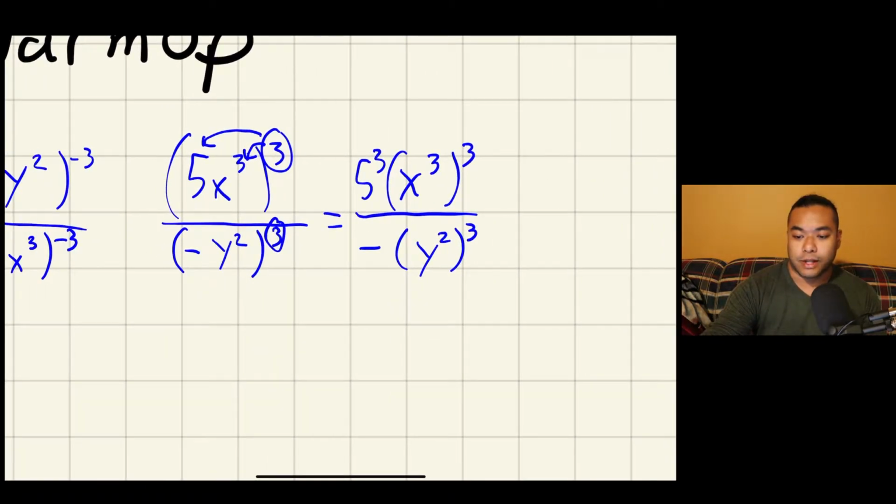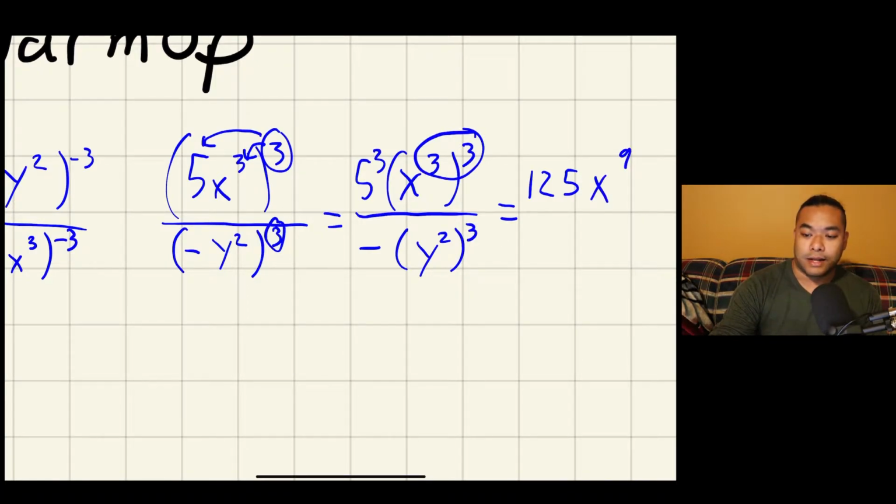So, solving this all out, I think 5 times 5 is 25, times 5, I believe, is 125. Pretty sure. 5 cubed is 125. X cubed, power to a power rule, that's 3 times 3, so x to the 9th. And then negative out front, y squared cubed, that's going to be 2 times 3, or y to the 6th. And there's our answer.